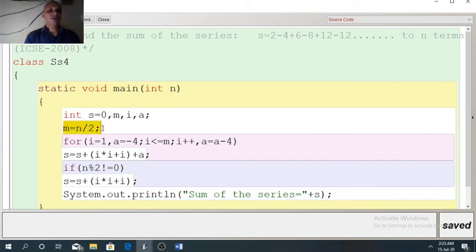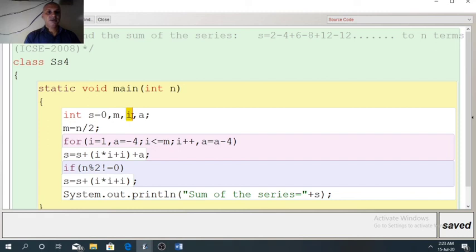Our loop will run only M time, because whenever you have combination of two series, then in every iteration we will get two terms, one from first series and second term from second series. Suppose value of n is 6, we need to find the sum of first 6 terms of the series. In that case 6 by 2 will become 3. So our loop should run only 3 times, and in each iteration we will get 2 terms, so we will get 6 terms.